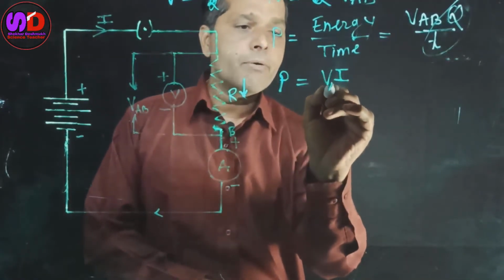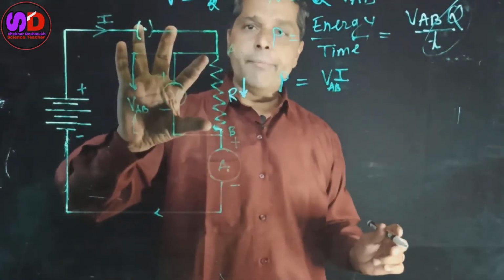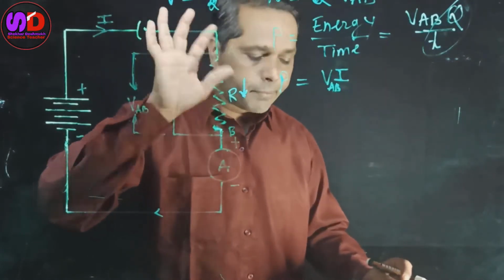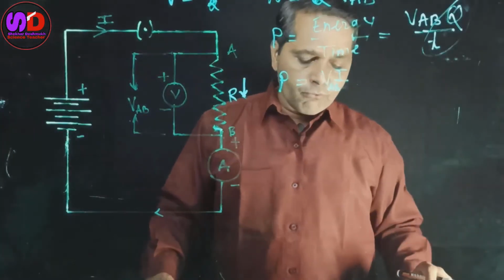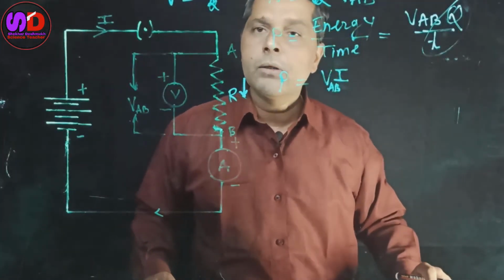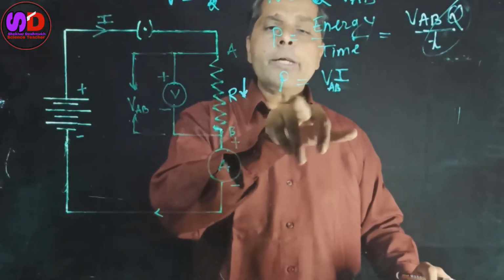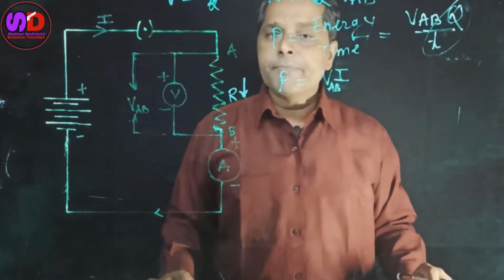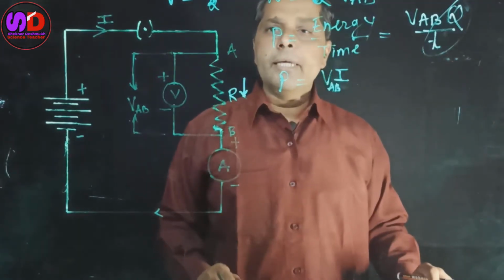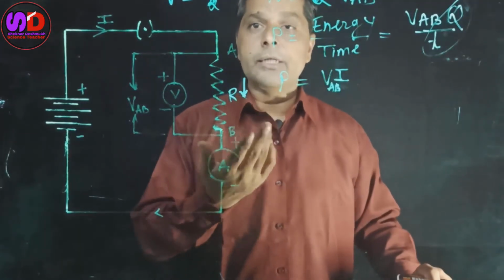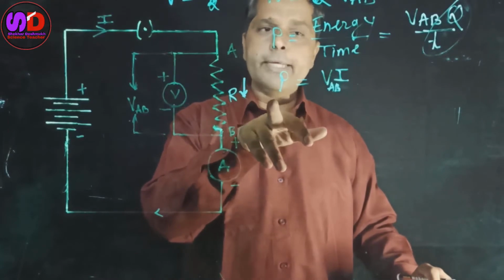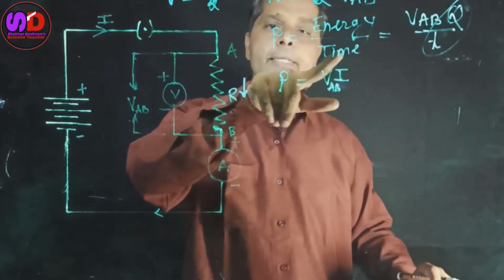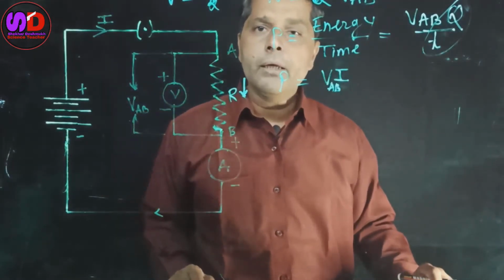Here V is nothing but VAB, the potential difference across the A, B terminals. So V into I. Now, what happened to this electric power? We know the energy. If we try to calculate the energy, what is energy? Energy is nothing but P into T. From this equation we can get energy is equal to P into T.